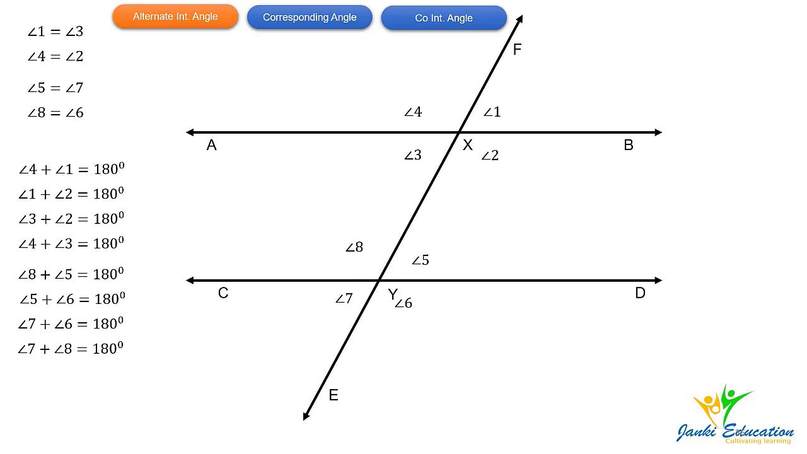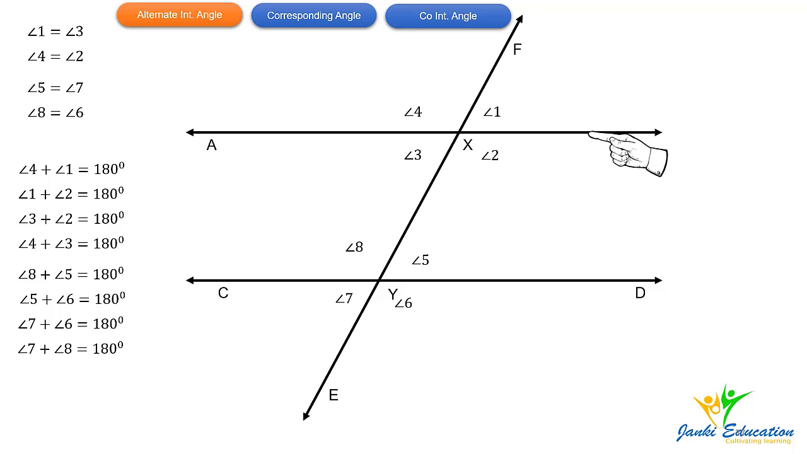Now, can you see this? It is forming Z shape like this one. Here two angles have been formed. So angle 3 is equal to angle 5. Here angle 3 is equal to angle 5.